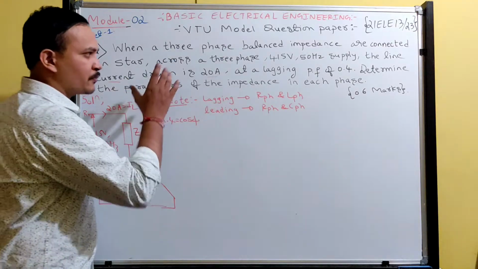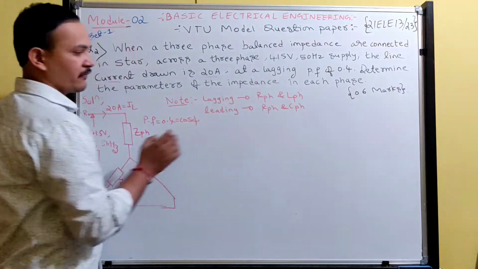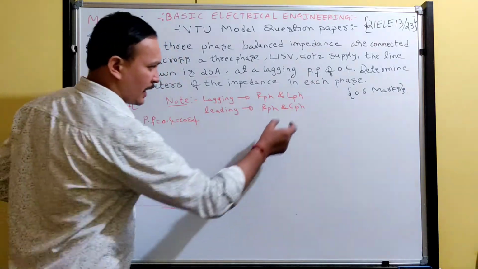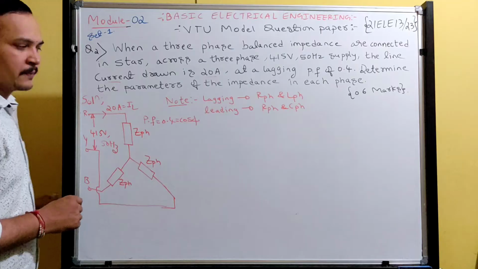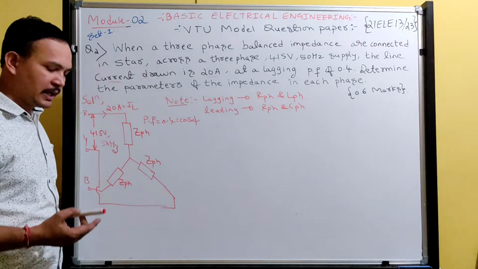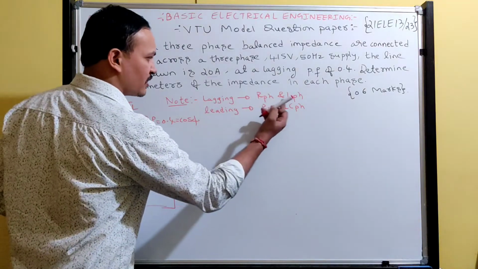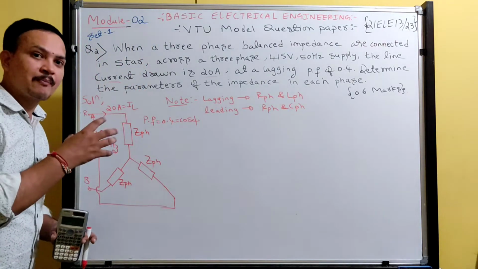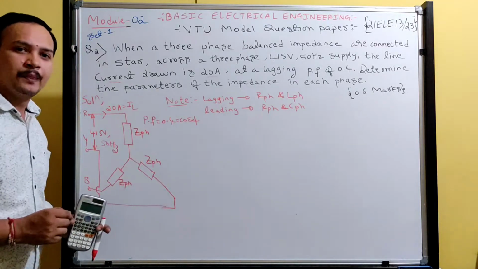Okay. In the same question, if they give a leading power factor, you have to find resistance per phase and capacitance per phase. Got it? Now, if they give a lagging power factor, our aim is to find resistance per phase and inductance per phase. Okay. Only for this type of problem you must remember this note.